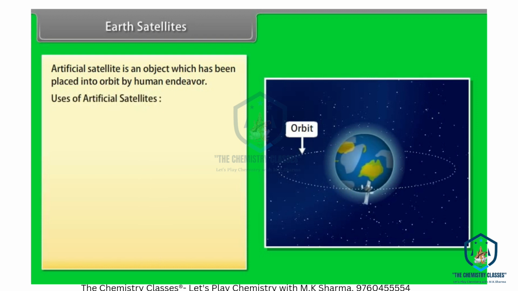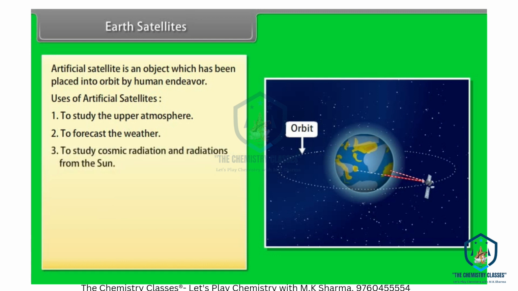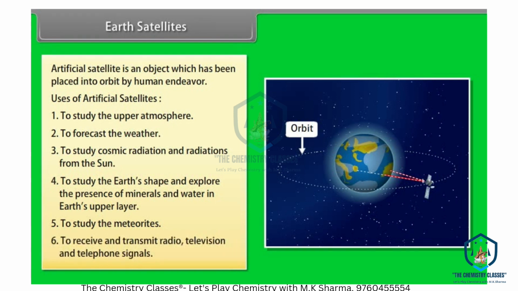Uses of artificial satellites are: Number 1. To study the upper atmosphere. Number 2. To forecast the weather. Number 3. To study cosmic radiation and radiations from the Sun. Number 4. To study the Earth's shape and explore the presence of minerals and water in Earth's upper layer. Number 5. To study the meteorites. Number 6. To receive and transmit radio, television, and telephone signals.